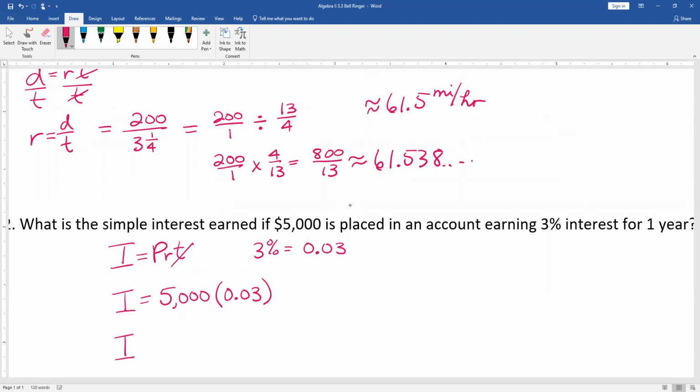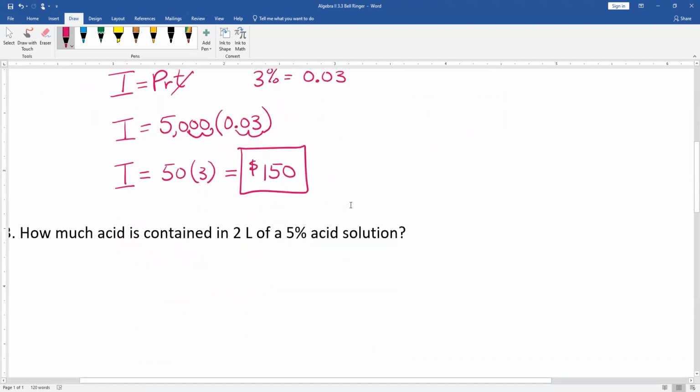And solve for it. Now, when we multiply times a multiple of 10, I know that I can move my decimal place 2 places in the 0.03, which means I have to move the decimal 2 places in the 5,000. So that actually becomes 50 times 3, which is $150. So that's how much interest was earned on this account in 1 year.